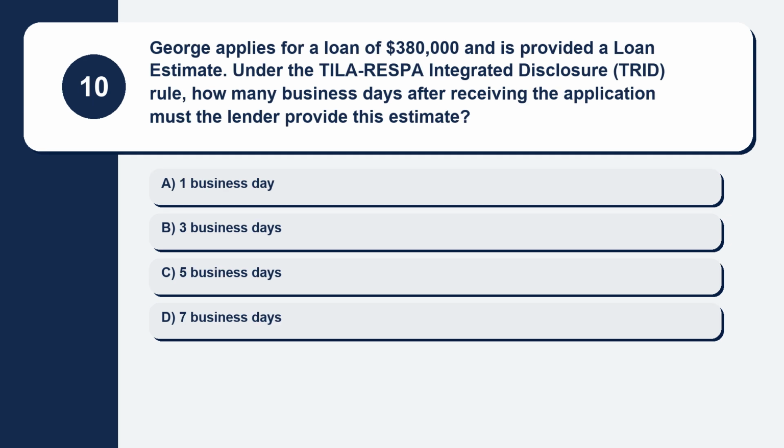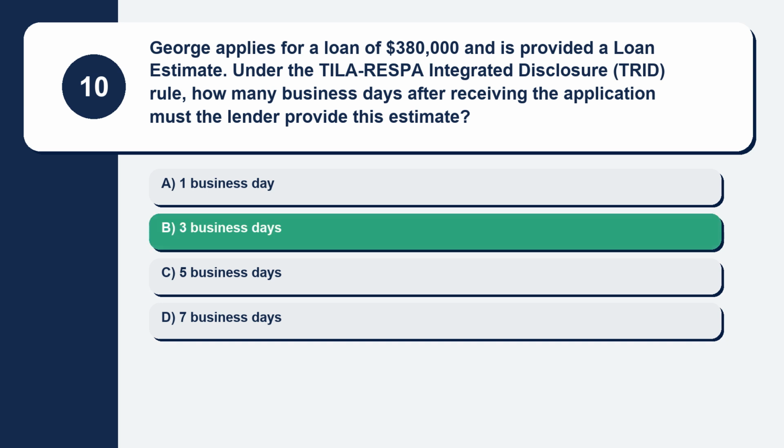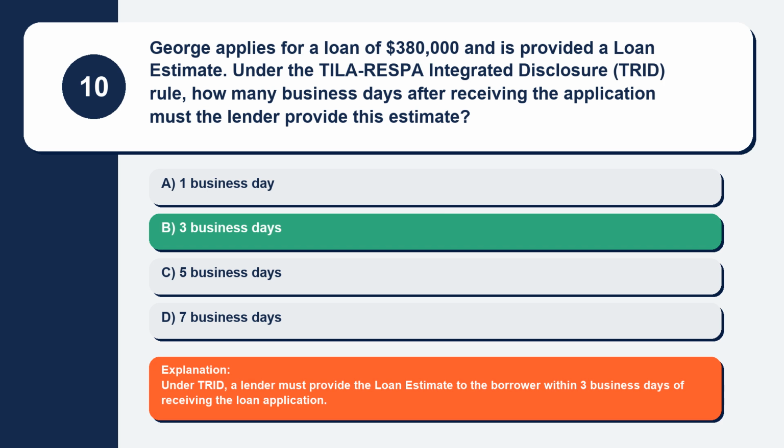Question 10. George applies for a loan of $380,000 and is provided a loan estimate. Under the TILA-RESPA Integrated Disclosure (TRID) rule, how many business days after receiving the application must the lender provide this estimate? Here are your options. Option A, 1 business day. Option B, 3 business days. Option C, 5 business days. Option D, 7 business days. The correct answer is option B, 3 business days. Explanation: under TRID, a lender must provide the loan estimate to the borrower within 3 business days of receiving the loan application.